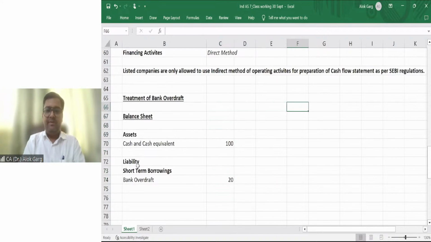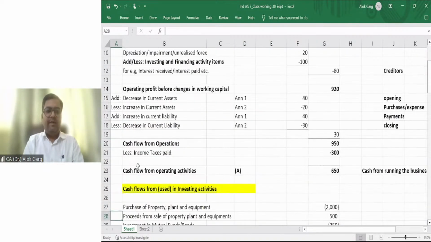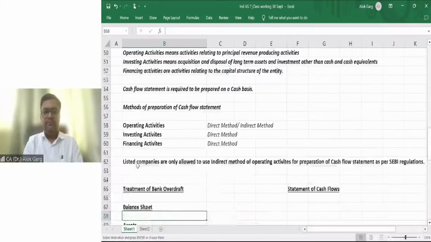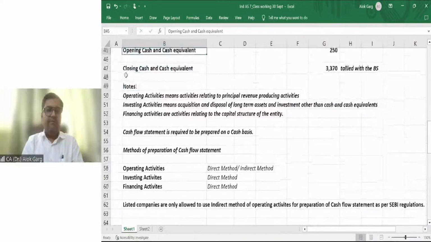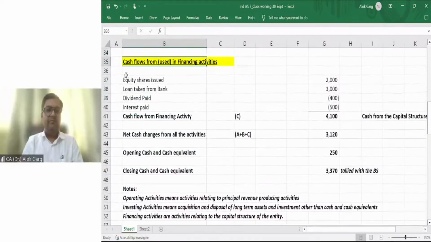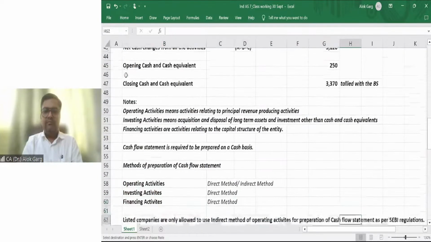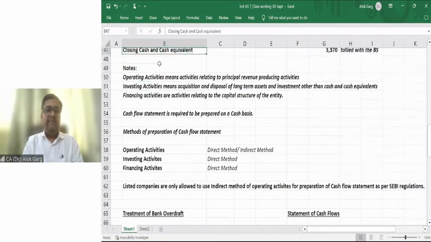Now coming to the cash flow statement. Statement of cash flow. In a statement of cash flows, there will be cash flow from operating activity. There will be cash flow from investing activity. There will be cash flow from financing activity.